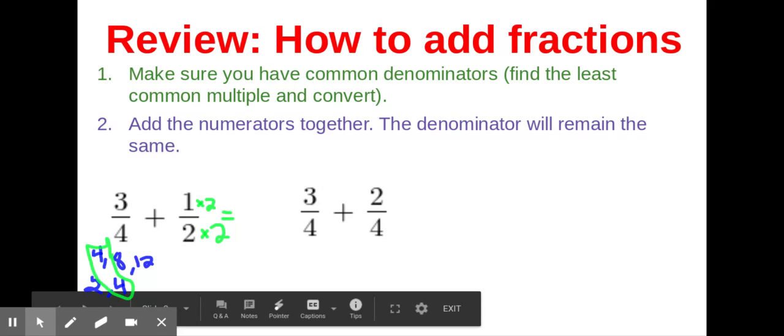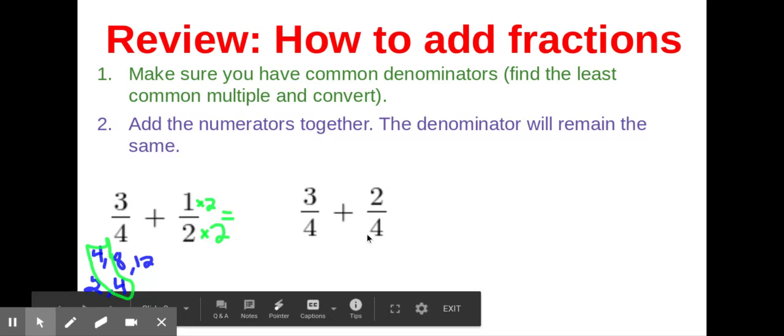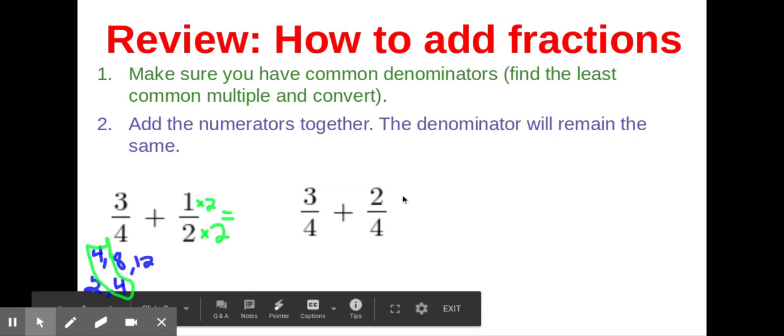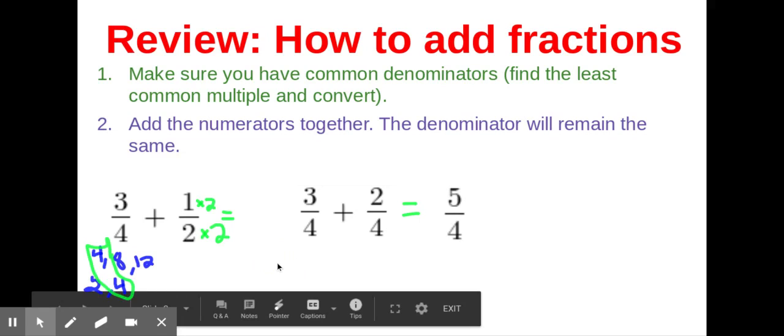Okay, the next step is I need to add the numerators together. Once again, the numerators are the numbers on the top. So I'm going to add 3 plus 2, and it's going to be 5. But what about this denominator? Do I add them together? No, not when you're adding or subtracting fractions. You keep that denominator the same. So 3 plus 2 equals 5. So when I add them together, my answer is 5/4.